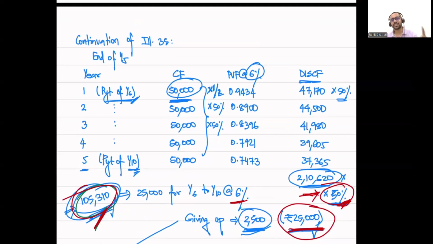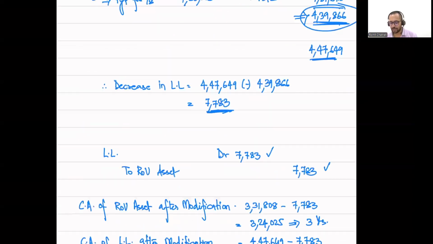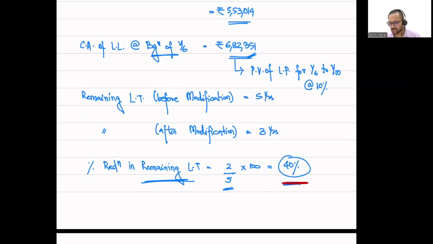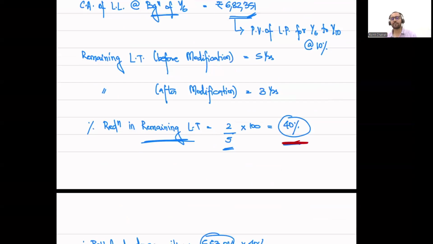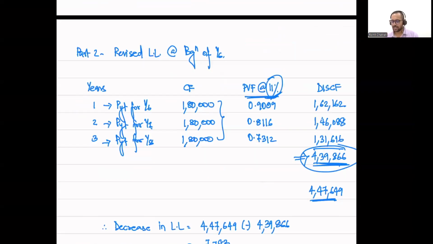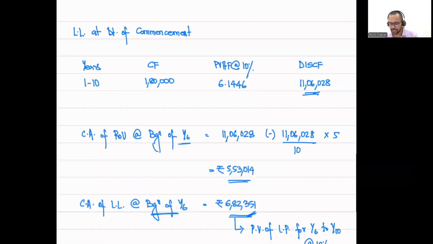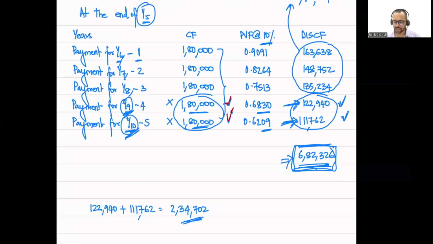But in our case, in the example that we did above, we cannot directly multiply it by 40 percentage. The percentage reduction in lease term is equal to 40 percentage, but I cannot directly multiply it by 40 percentage because over here, the lease payments are reducing. The lease payments of 1,80,000 are reducing. I'm no longer required to make a payment for year 4 and year 5.